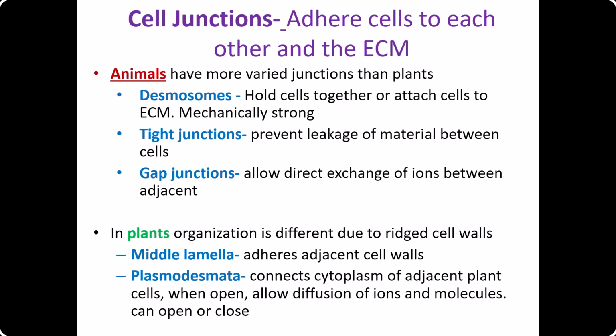In plant cells, the organization is a little bit different because they have those rigid cell walls. So plants have something called the middle lamella. Lamella literally means layer. So the middle lamella is the layer between the two cell walls in the plant. And then they also have the plasmodesmata, which connects the cytoplasm of one plant cell directly to another plant cell when that is open. So that allows material to go from one plant cell to the neighboring plant cell.